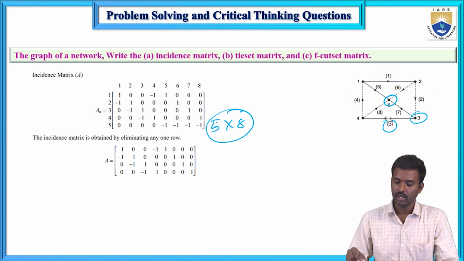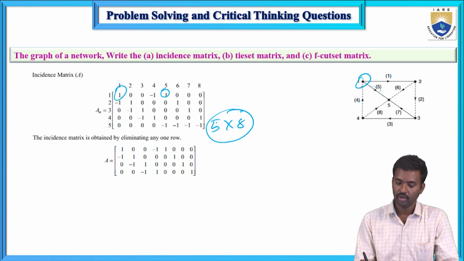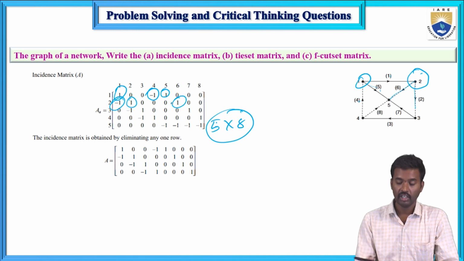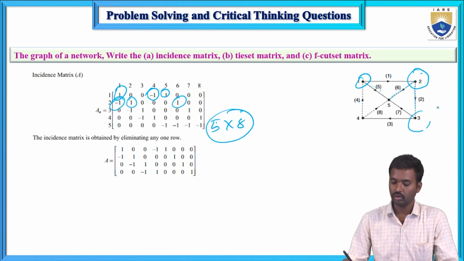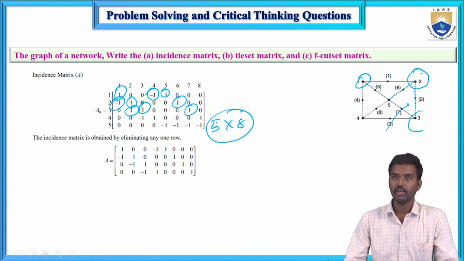Now, for the first node, the associated elements are 1, 4, 7. So 1 is leaving, 5 is leaving, that is plus, and the 4th is entering, that is minus. And next, for the second node, 1 is entering, that is minus, and 6 and 2 are leaving, that is plus. And next, for the third node, 2 is entering, which means minus, and 3 and 7 are leaving away from the node.